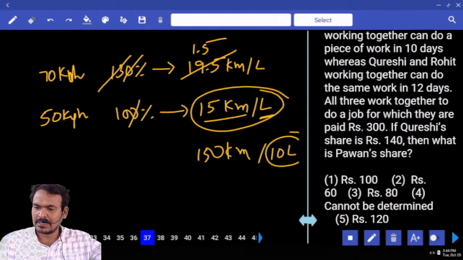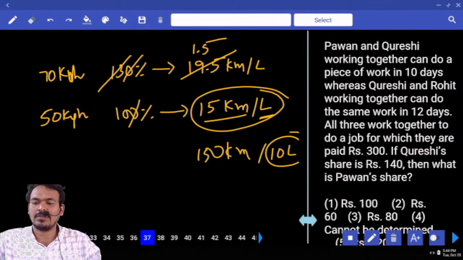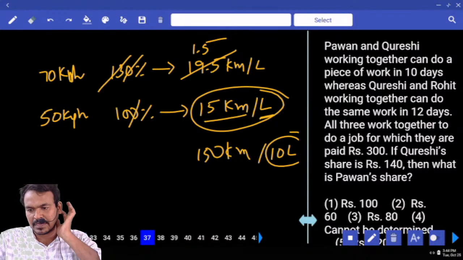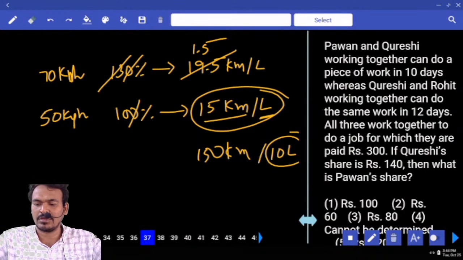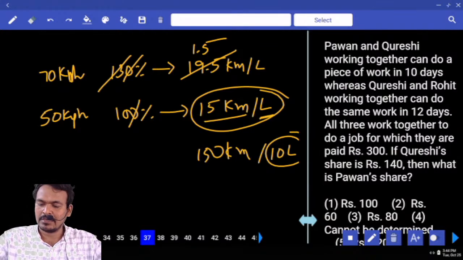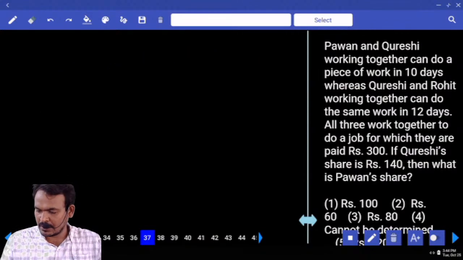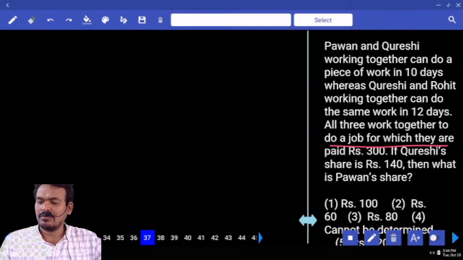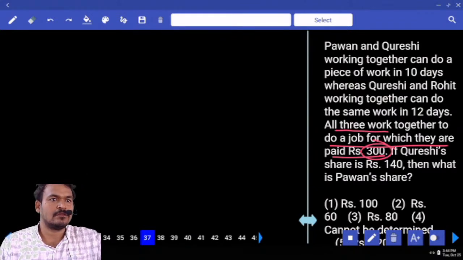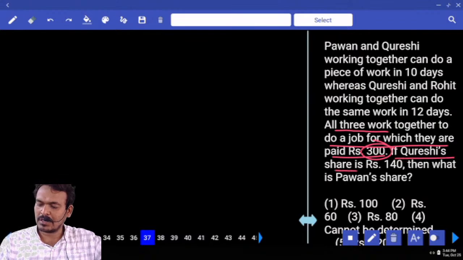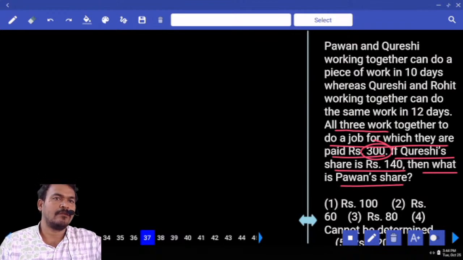Next, question number 37. Pawan and Qureshi working together can do a piece of work in 10 days, whereas Qureshi and Rohit working together can do the same work in 12 days. All three work together to do a job for which they are paid 300 rupees in total. If Qureshi's share is 140, then what is Pawan's share?